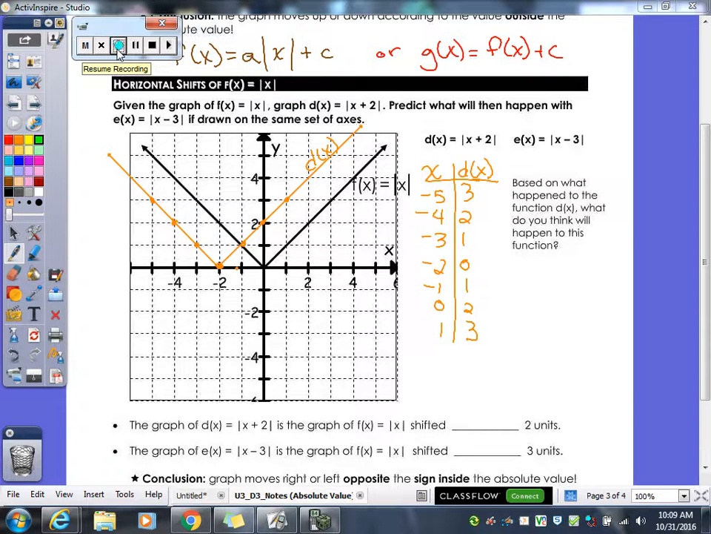So if the absolute value of x plus 2 moved to the left, which way do you think absolute value of x minus 3 would move? To the right. This is going to move it 3 units to the right. Again, if you can identify what the transformation is, write it down, and then go ahead and plot your points that way, where I'm going to take my parent function and move every point 3 units to the right.